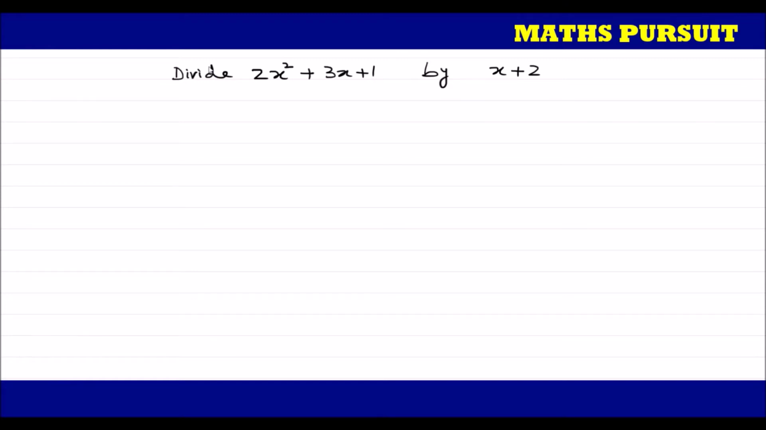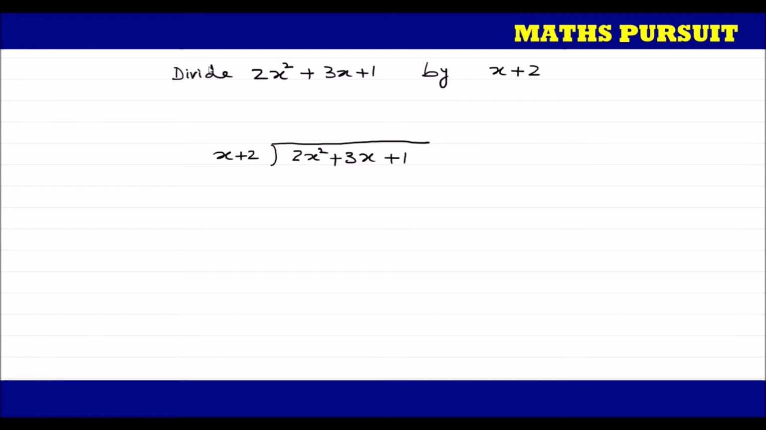Now let me note it down. 2x to the power 2 plus 3x plus 1. This is our dividend, guys. Now we are going to divide this dividend with the divisor x plus 2. So x plus 2 is the divisor.